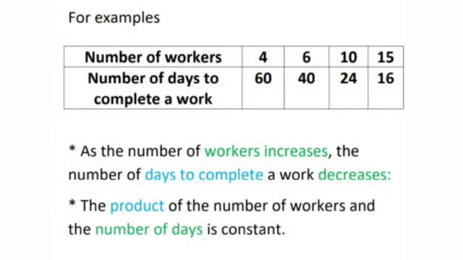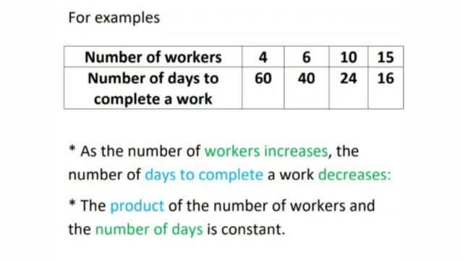Number of workers and number of days to complete a work. Children, as the number of workers increases, the number of days to complete a work decreases. That's what is shown in this table. If the number of workers is 4, the days to complete the work is 60. If the number of workers is 6, the days is 40. If the number of workers is 10, the days is 24. And if the number of workers is 15, the days to complete the work is 16.